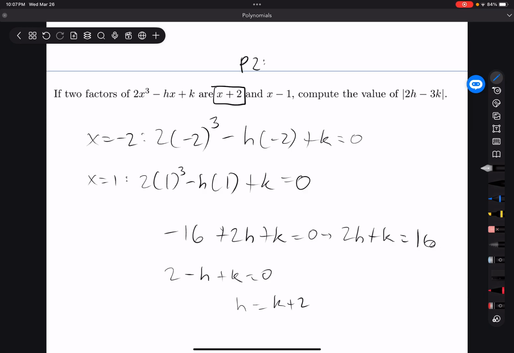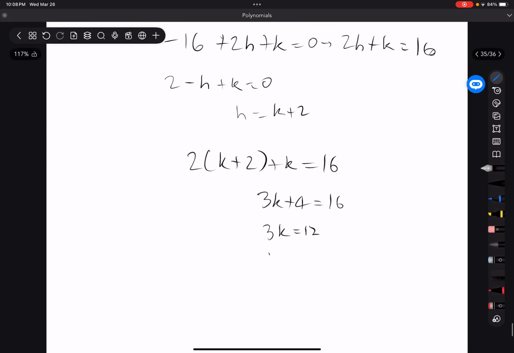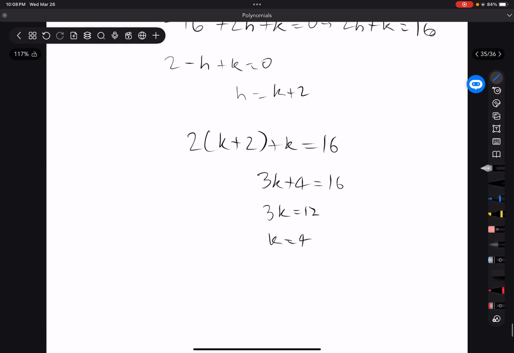So now we can plug that back into our first equation. 2 times k plus 2 plus k equals 16. So let's simplify this. 2k plus 4 plus k means 3k plus 4 equals 16. 3k equals 12. k equals 4. If k equals 4, you can plug that back in to find h. That means that h equals 6.